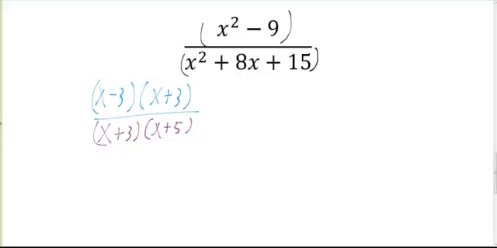Now notice we have x minus 3, x plus 3 on the top, and we have an x plus 3 on the bottom. So what we're going to do is we're going to divide x plus 3 over x plus 3, which will give us 1 because they're the same number. Notice I did not do x minus 3 divided by x plus 3. Those are two different numbers, okay? And you can think of it as 5 plus 3, 5 minus 3, or another integer like that. And so we'll get x minus 3 over x plus 5.